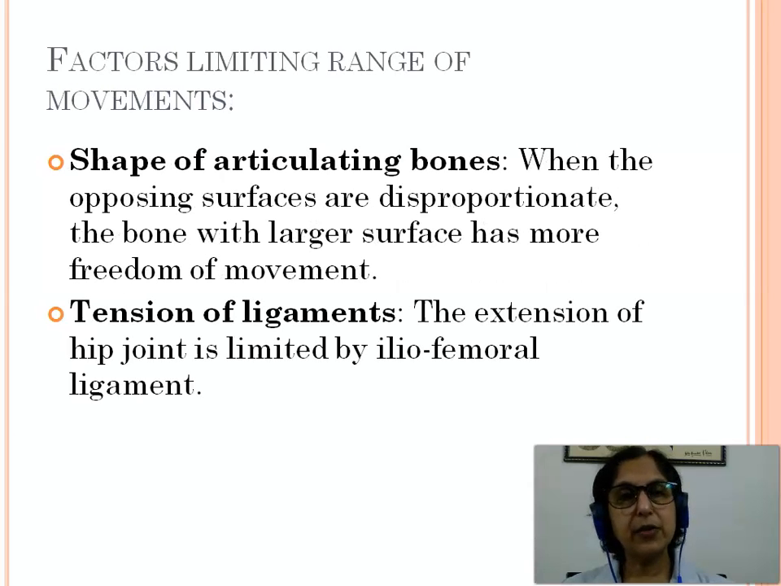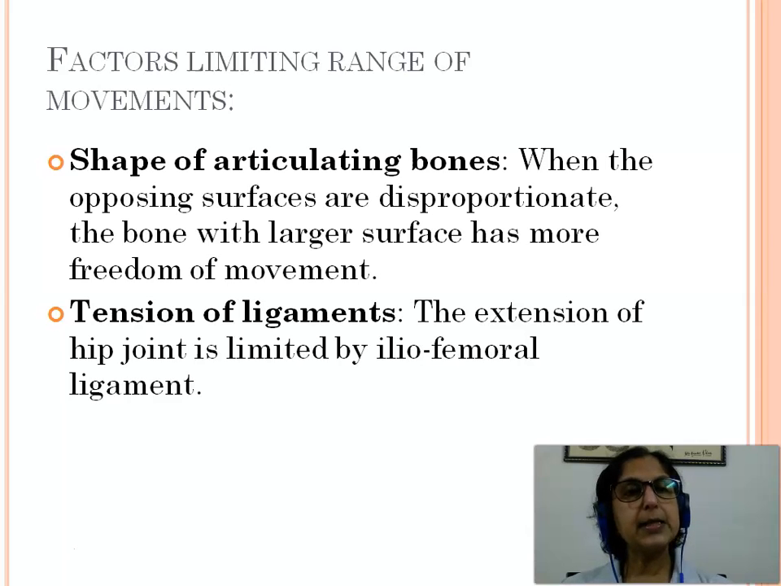Now that we have seen all the four types of movements that can occur in the synovial joints, let us now go on to see what are the factors limiting the range of movements. First is shape of the articulating bones. When the opposing surfaces are disproportionate, the bone with larger surface has more freedom of movement. Whereas when the opposing surfaces are congruent to each other, the movement is going to have a lesser range.